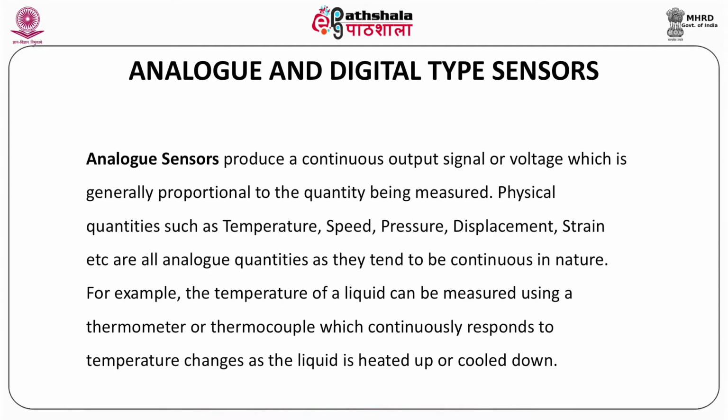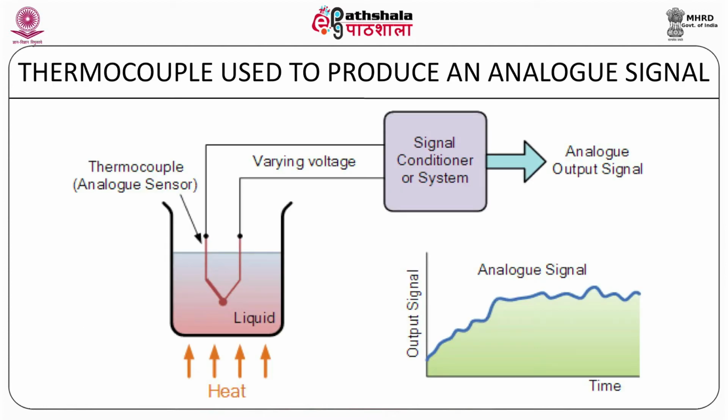Now coming back to analog and digital type sensors: analog sensors produce a continuous output signal or voltage which is generally proportional to the quantity that is measured. Physical quantities such as temperature, speed, pressure, displacement, strain, etc. are all analog quantities as they tend to be continuous in nature. For example, the temperature of a liquid can be measured using a thermometer or a thermocouple, which we studied in the zeroth law, which continuously responds to temperature changes as a liquid is heated or cooled down. The thermocouple produces an analog signal.